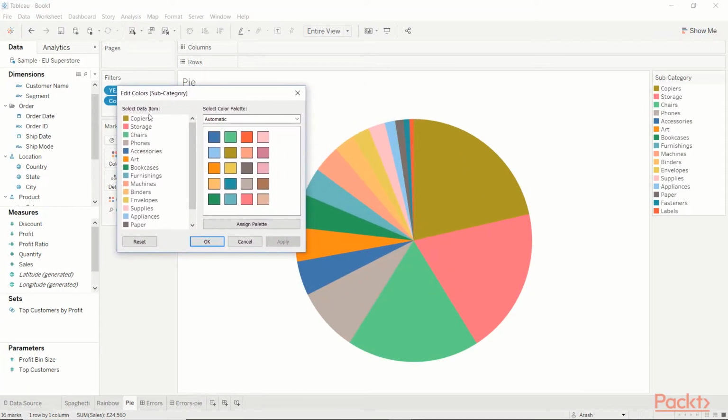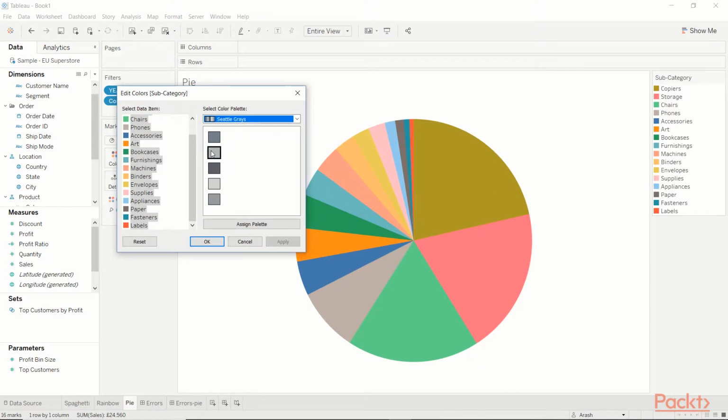Let's say we want to emphasize storage or copier. Doesn't matter. We want to emphasize a segment here. What I need to do is to make all these other segments the same color. Go to gray and put it on light gray, and then put copier on dark gray.